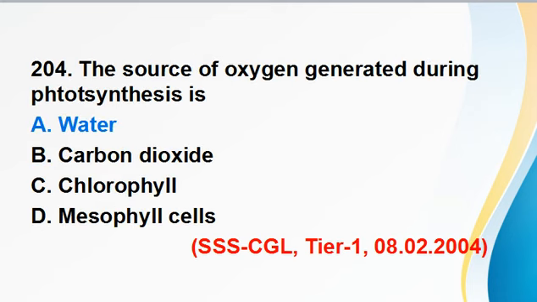Question number 204. The source of oxygen generated during photosynthesis is: water, carbon dioxide, chlorophyll, mesophyll cells. So answer A is correct. Oxygen generated during photosynthesis is from water.